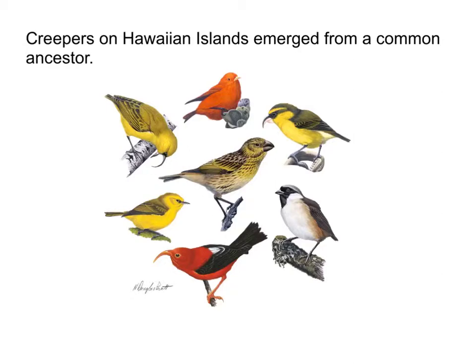An example is a variety of creepers found on the Hawaiian Islands. Creepers are a species of bird. It is believed that an ancestor of the modern creepers arrived on the islands and eventually new species emerged, each with a different color, different body shape, and different beak shape as well.